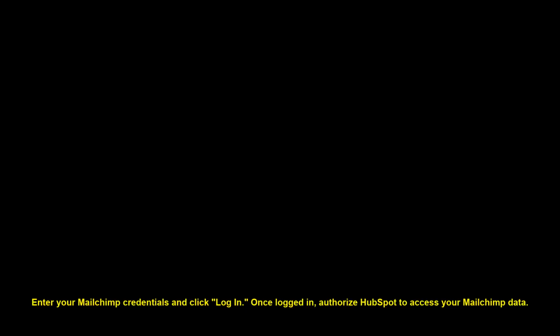Once logged in, authorize HubSpot to access your Mailchimp data. Review the permissions and click Authorize. After authorizing, you'll be redirected back to HubSpot.